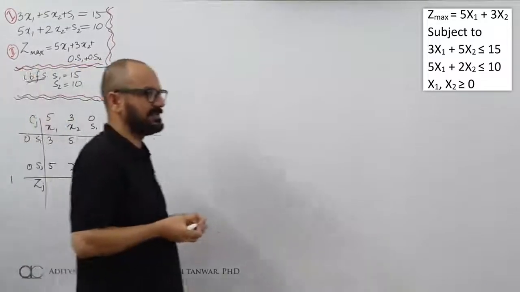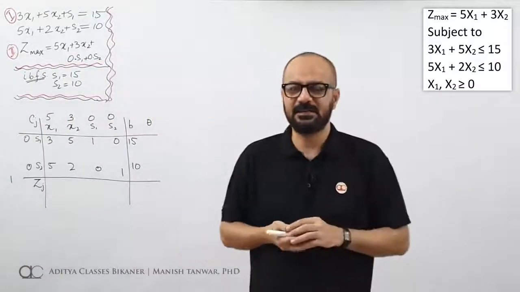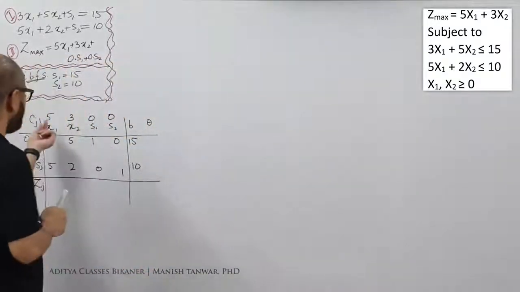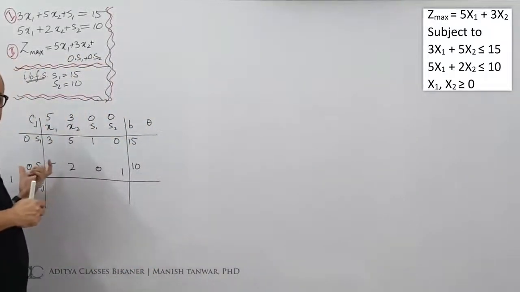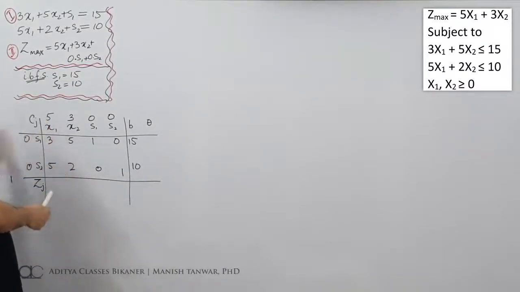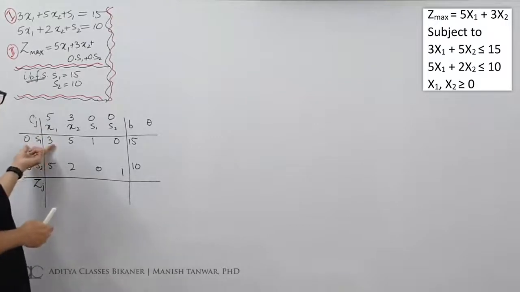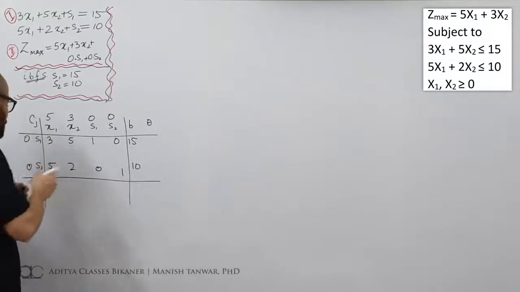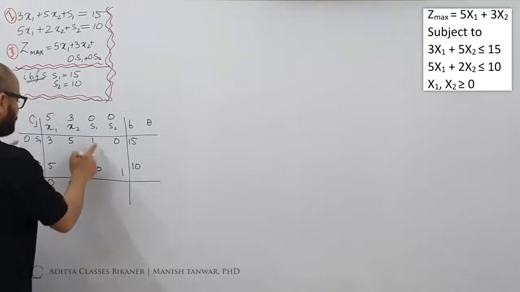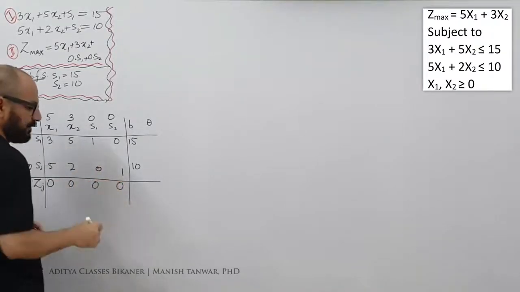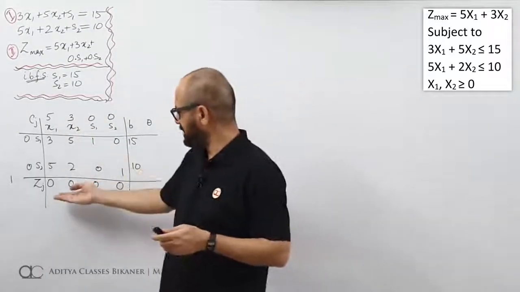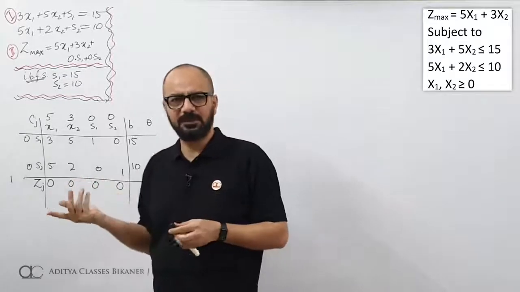Then we need to find out Zj. How do we find out Zj? Zj is the sum product of the respective column and contribution. For the first Zj, it will be the first column multiplied by contribution. So 3 into 0 plus 5 into 0, 5 into 0 plus 2 into 0. As we saw yesterday also in the previous question, in the first table all these values turn out to be 0 only.